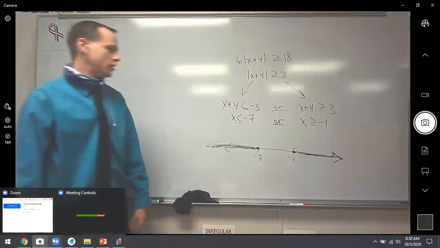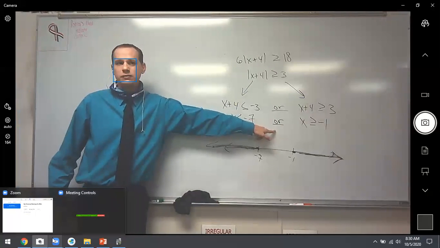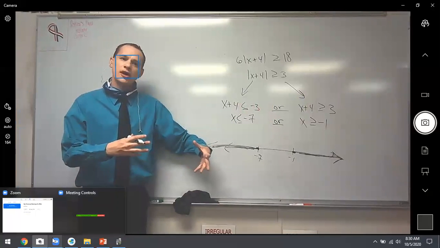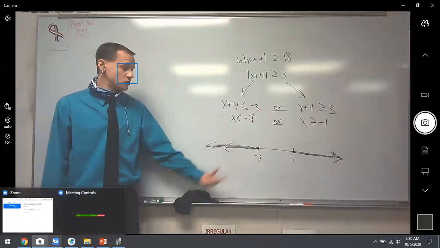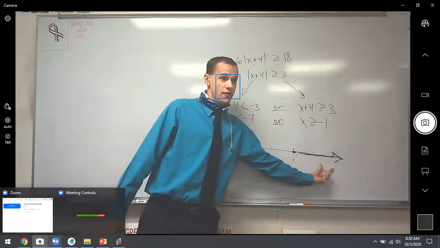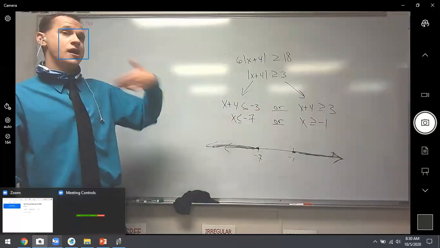Now, the key word here is "or." So it doesn't have to be where both of them are. It's just one or the other. So it's either this piece or that piece. And that's a fine graphical answer. How would I want you to write it?